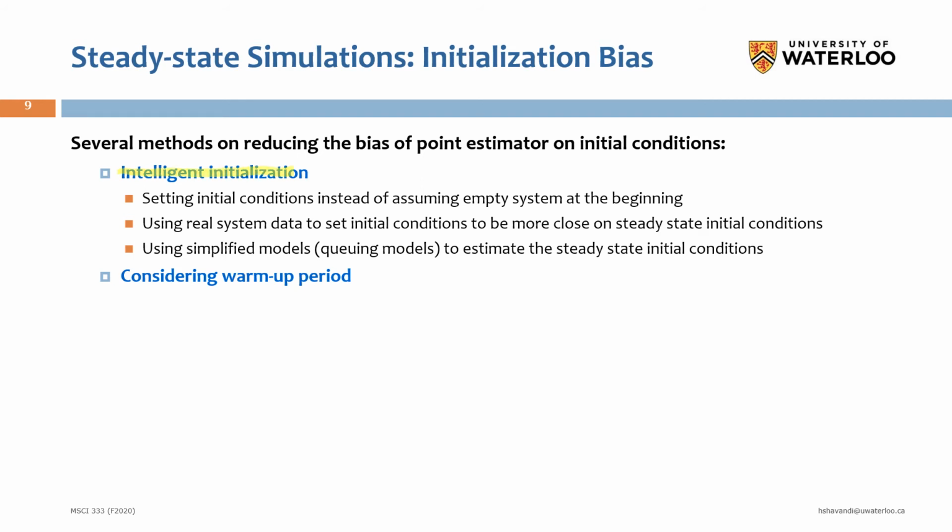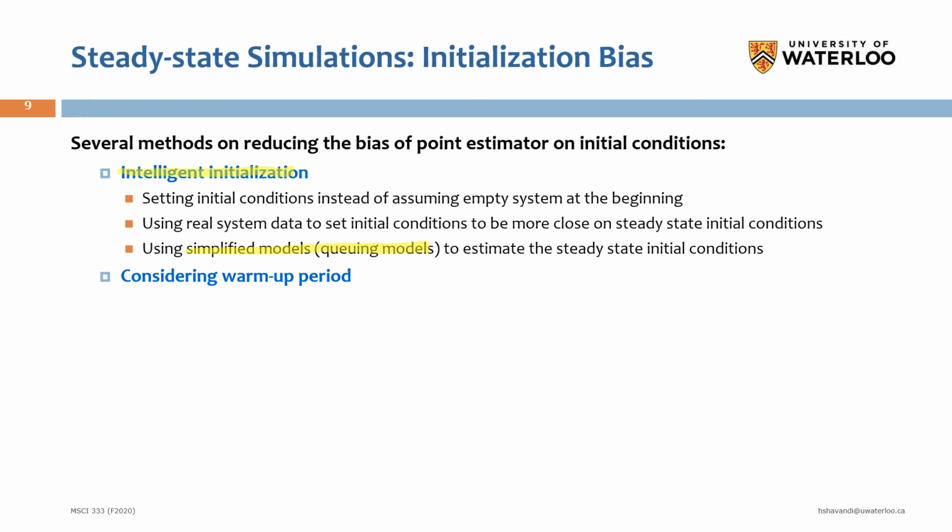So here we can set initial conditions instead of assuming that the system is empty at time 0. That's one thing. Or we can use the real data from the actual system. So for the initial status, by having that, we can say that the initial status is so close to the steady state behavior. So somehow we are reducing the bias of the results on the initial status. Or we can use the simplified queuing model to estimate the steady state initial conditions. So these are in the category of intelligent initialization.